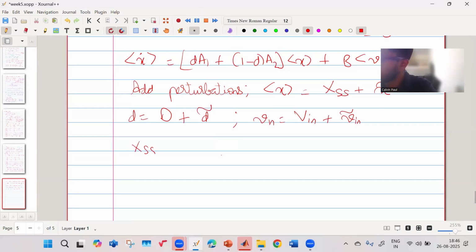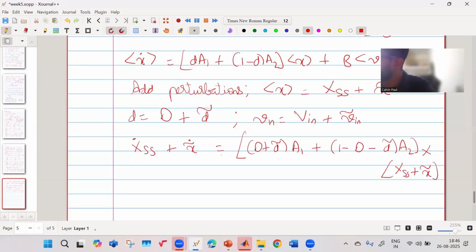x steady state derivative plus x tilde derivative, that is equal to capital D plus D tilde, a1 plus 1 minus D perturb a2, that is multiplied by x steady state plus x perturb, plus b into v in plus v in perturb. Okay, this is the expression.